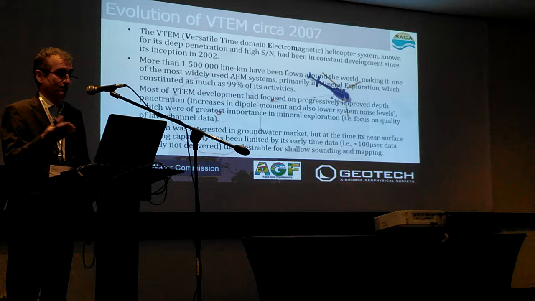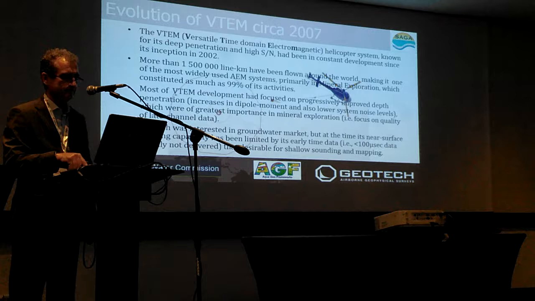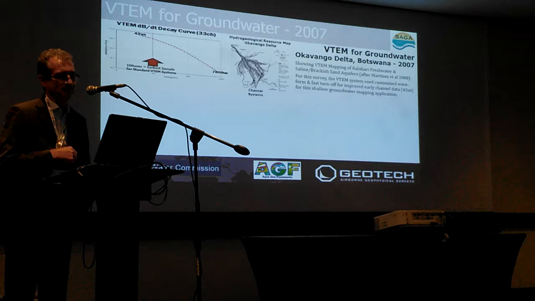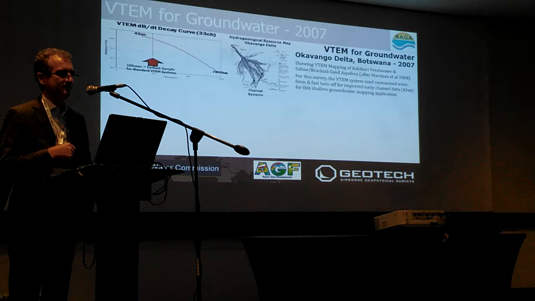Getting data less than 100 microseconds in time domain EM is what's important for shallow zoning and mapping. I mean, we just thought we did an adequate job. But we did do some work, and I'm citing this paper by Karim Martinez at COWI in Denmark. It was a study they were involved with, and they invited us to use the VTEM system to map the Kalahari freshwater and saline brackish sand aquifers in the Okavango Delta in Botswana.